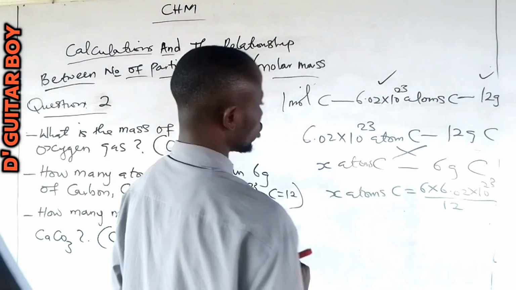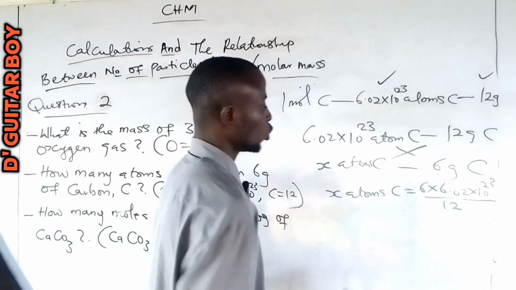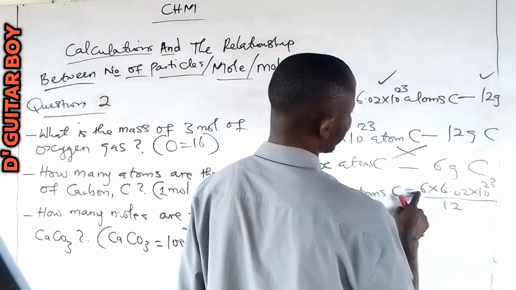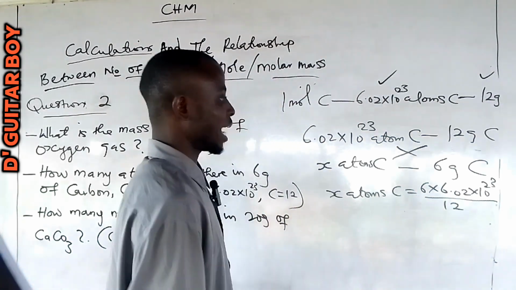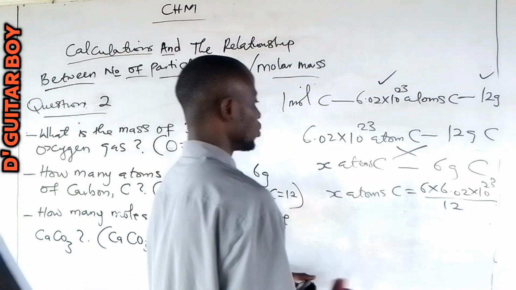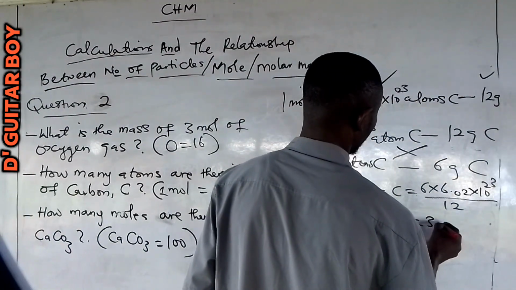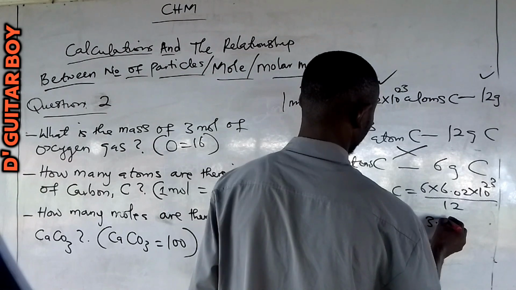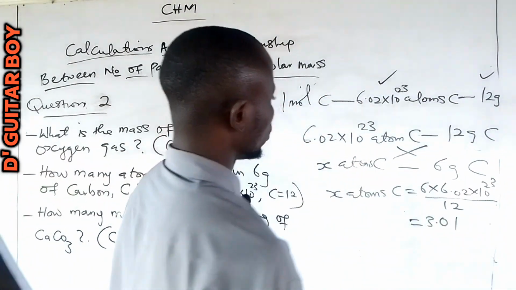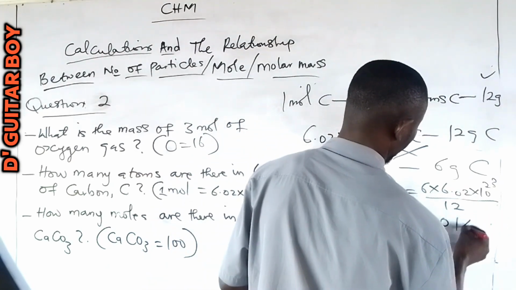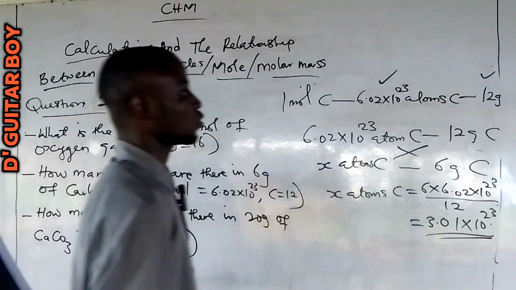What you just do, when you do this, that is when you say 6 times, you say 6 times 6.02 divided by 12. You do that, leave this one first. It will give you 3.01. So you now add this one that you left before, times 10 raised to the power 23. So this is the answer to this particular question.